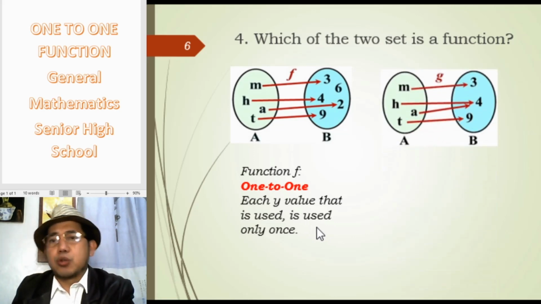Another illustration would be: M is assigned to 3, H is assigned to 4, A is assigned to 4, T is assigned to D. The question is, would this diagram illustrate a one-to-one function?